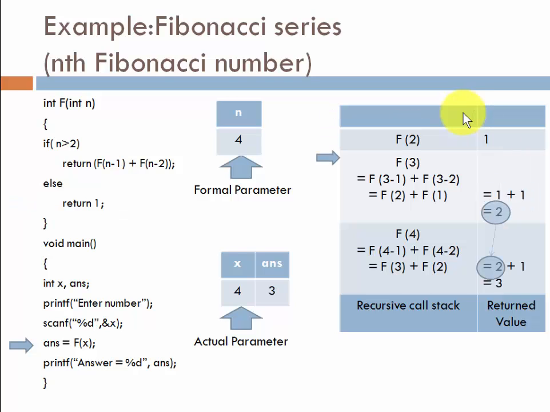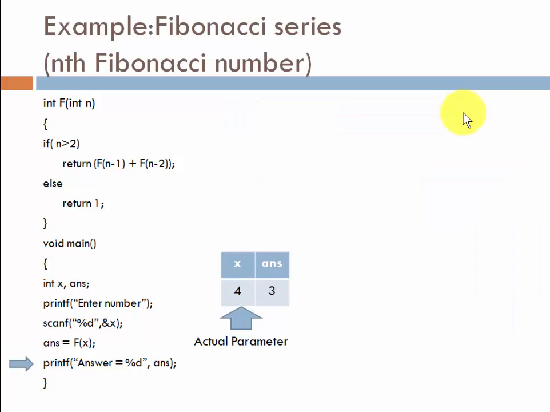This value will be returned in f of 4, so that it will become 2 plus 1, that is equal to 3. Finally f of 4 will return value 3. This value 3 will be stored in your answer variable, and then it will display that value.